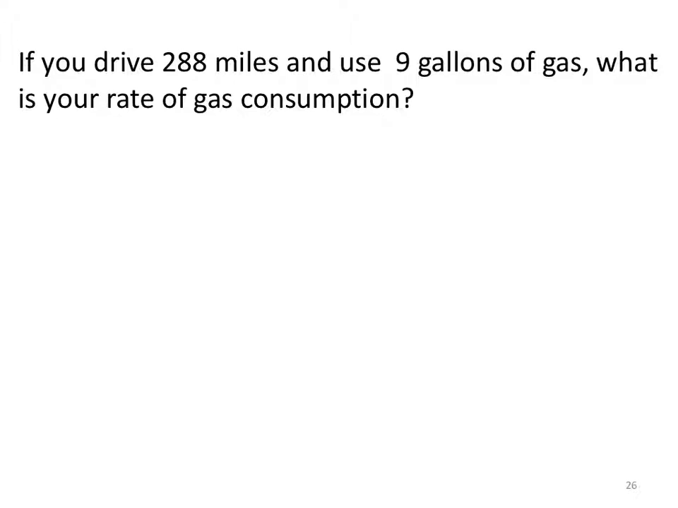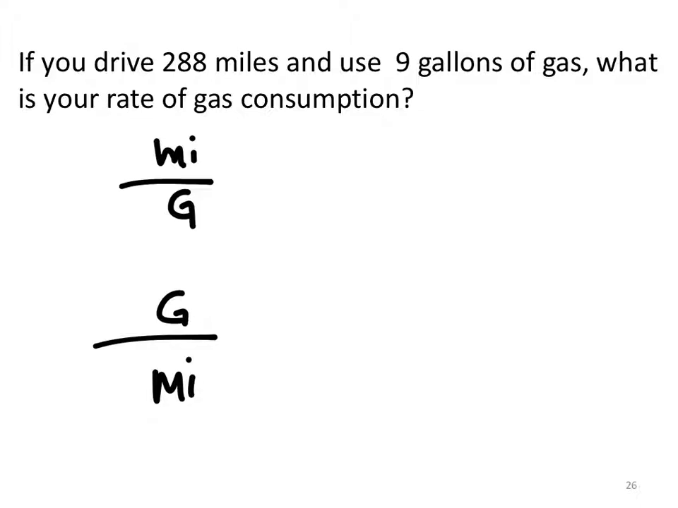Now, you've only got two ways to calculate this, all right? You can either take the miles and divide it by the gallons, or you can take the gallons and divide it by the miles, and only one of these will make any sense at all, okay? Here's what I mean. If I did miles divided by gallons, I would have 288 miles divided by 9 gallons, which I believe is 32.